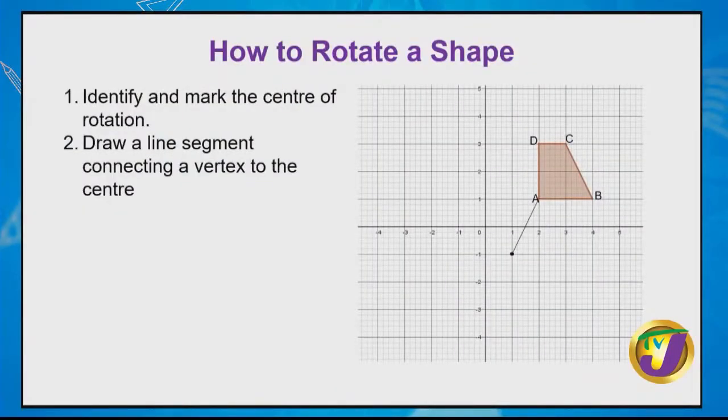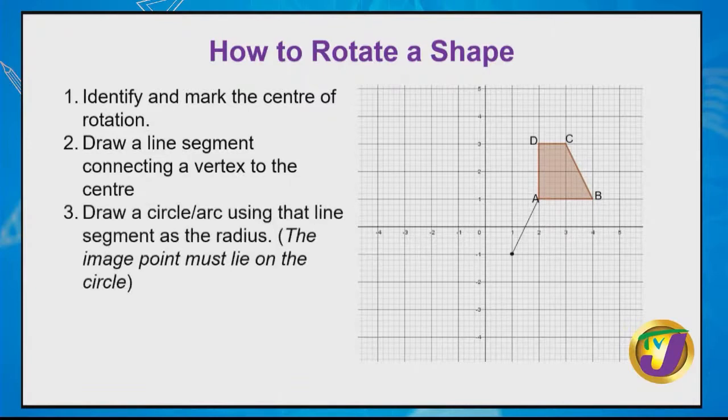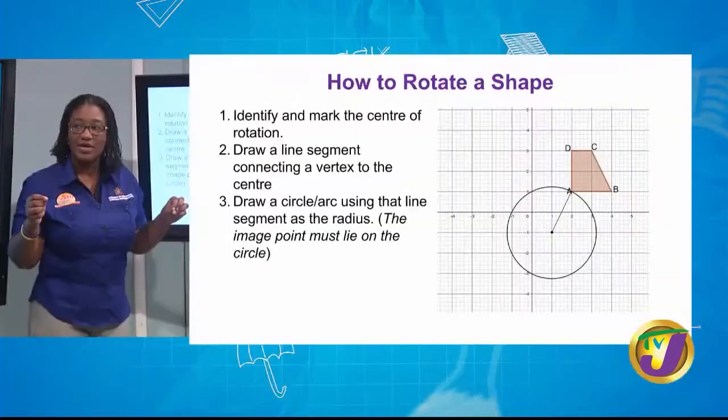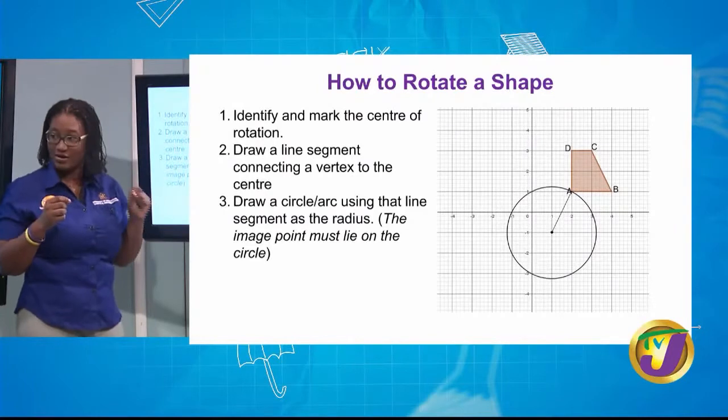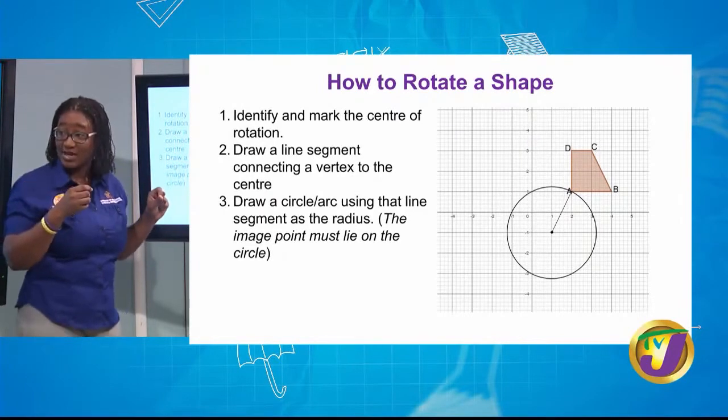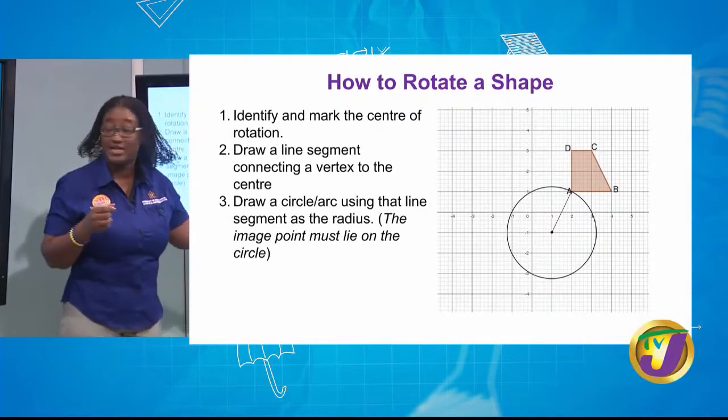Now, remember we talked about the fact that it's a circular turn that we're making? Yes, ma'am. And so what we're going to be doing here is to actually draw a circle or an arc, but we're going to go with the circle in our case. Yes. And we're using the line segment that we have on screen as the radius of that circle. Good. So we now know that A prime is supposed to lie somewhere on the circumference, Latoya, of this circle that we're seeing on screen.